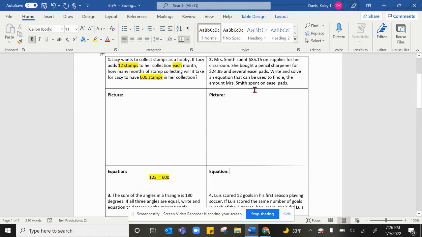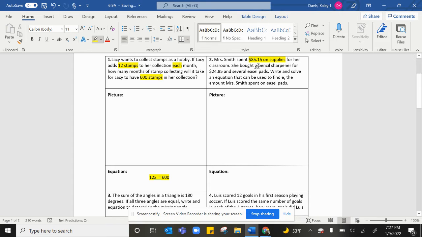All right, let's take a look at number 2. Miss Smith spent $85.15 on supplies for her classroom. She bought a pencil sharpener for $24.85 and several easel pads. We're not going to solve yet, but write an equation that can be used to find E, the amount Miss Smith spent on her easel pads. I read through it once. Now let's go back through and find those key things. So we have $85.50 on supplies.